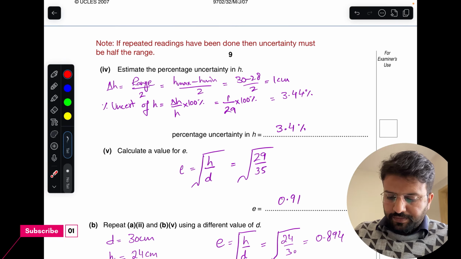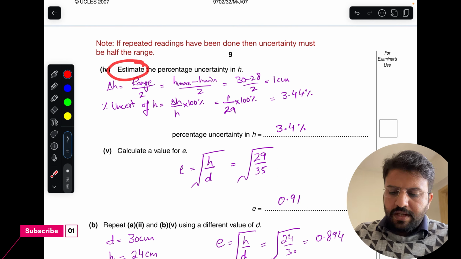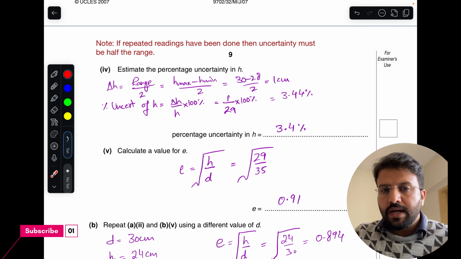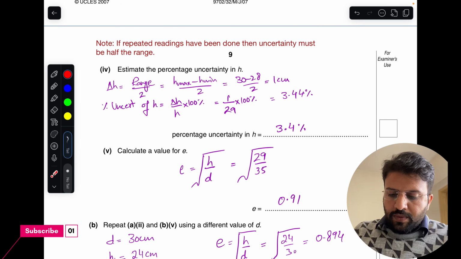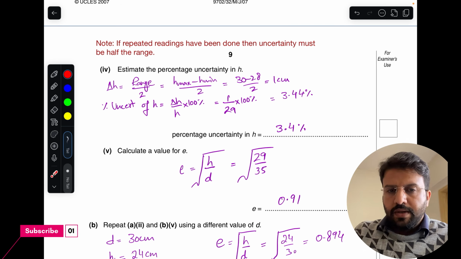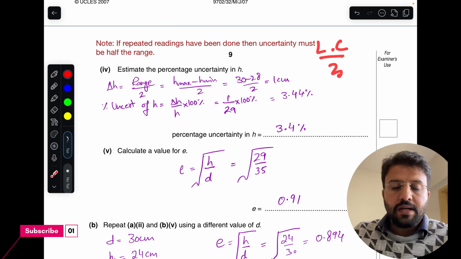In the next part you have to estimate the percentage uncertainty. First thing, estimate: different students can get different answers, so the answer should be within the range. How can we find it? There are 2 ways to write the uncertainty. One is calculated from the least count of the apparatus, that is half of the least count. But in this experiment the uncertainty will be more than that, for different reasons.